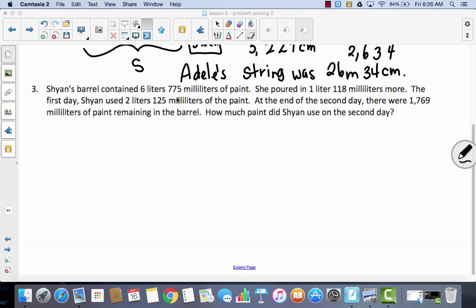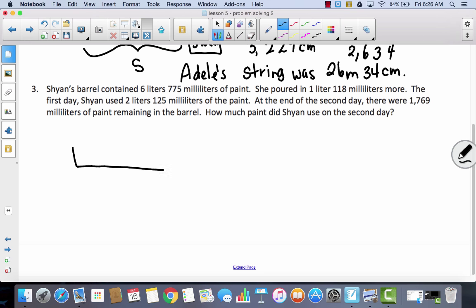So Cheyenne's barrel contained 6 liters, 775 milliliters of paint. So I'm going to start right there. I'm going to start with my tape diagram, and I'm going to put how much paint was in her barrel to begin with. She had 6 liters, 775 milliliters. Then it said she poured in 1 liter, 118 milliliters more.